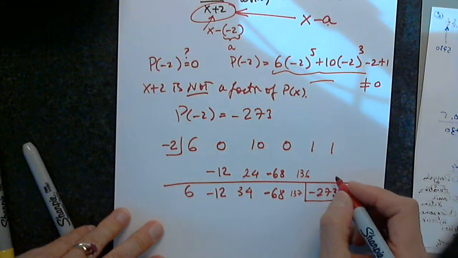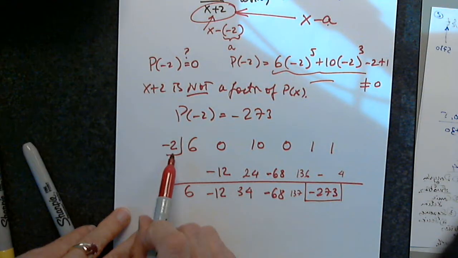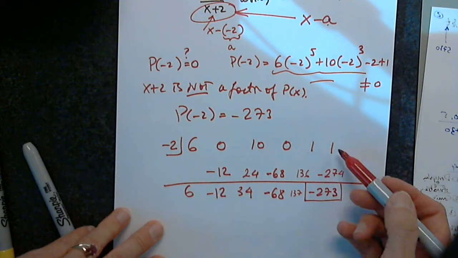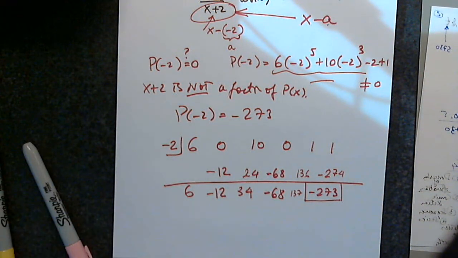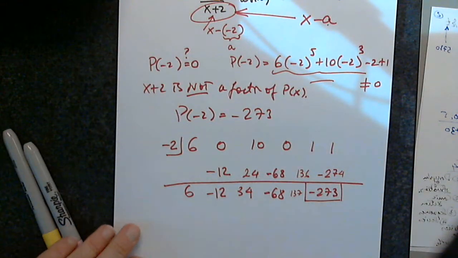Right? So it's negative 274. Right, plus 1 is indeed negative 273. Yep. So now I have to present the whole thing.